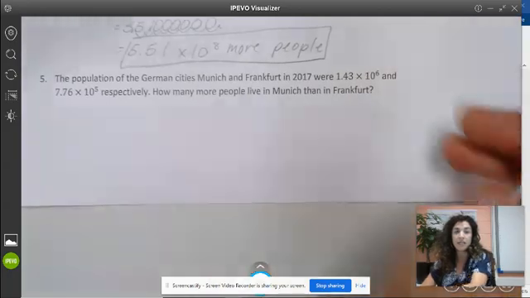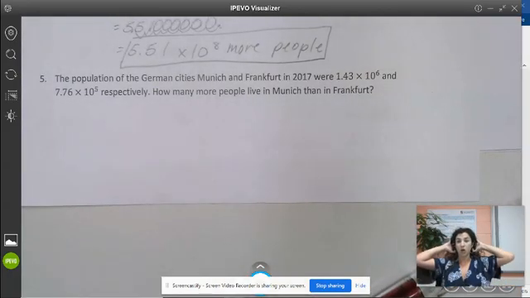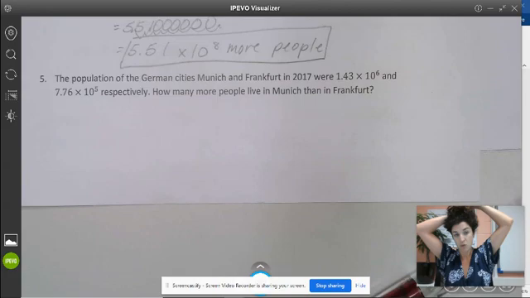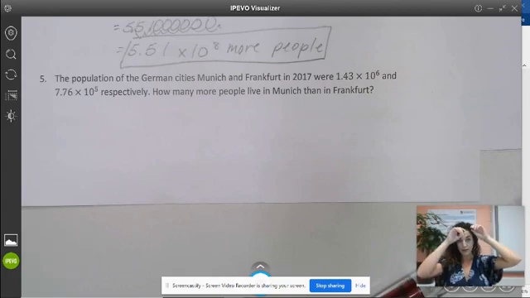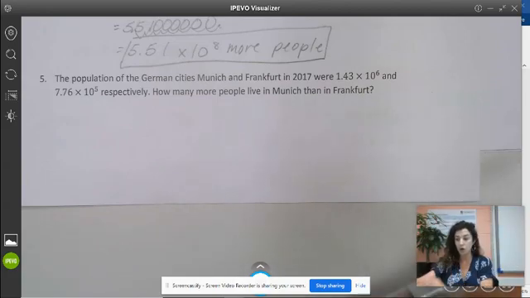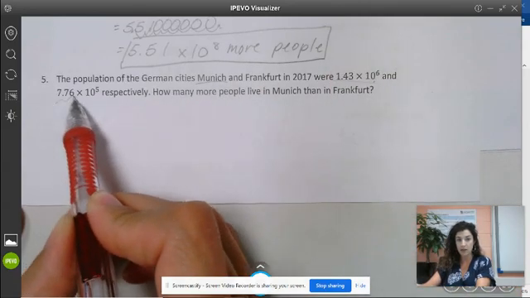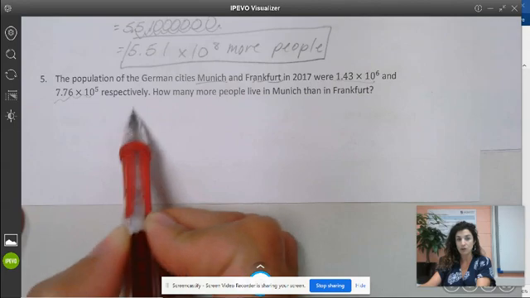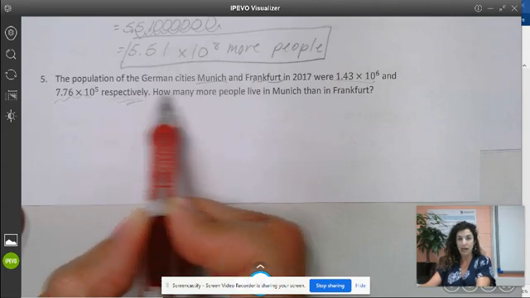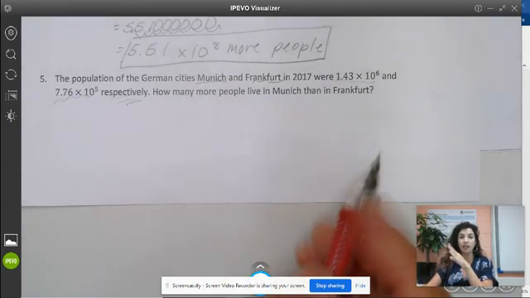The population of the German cities Munich and Frankfurt in 2017 were 1.43 times 10 to the 6th and 7.76 times 10 to the 5th, respectively, which means that they're matching up the order, right? So this is the first one, so it goes with the first city. This is the second one, so it goes with the second city. That's what it means by respectively. How many more people live in Munich than in Frankfurt?